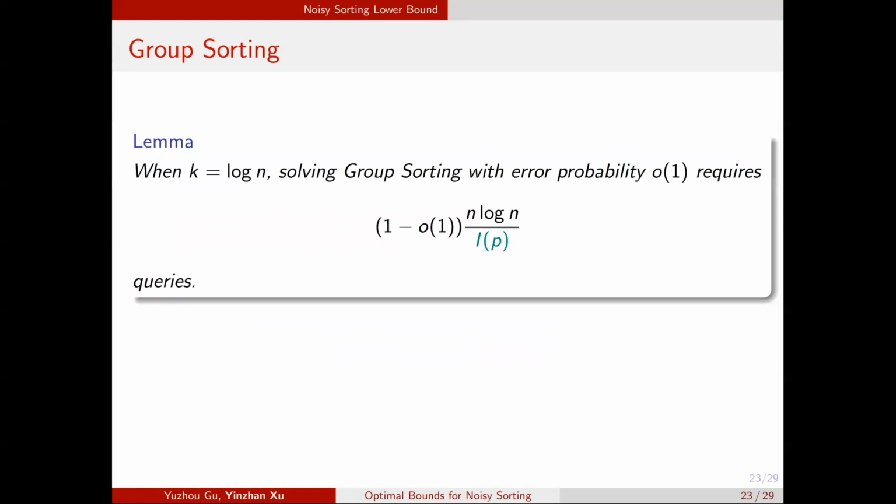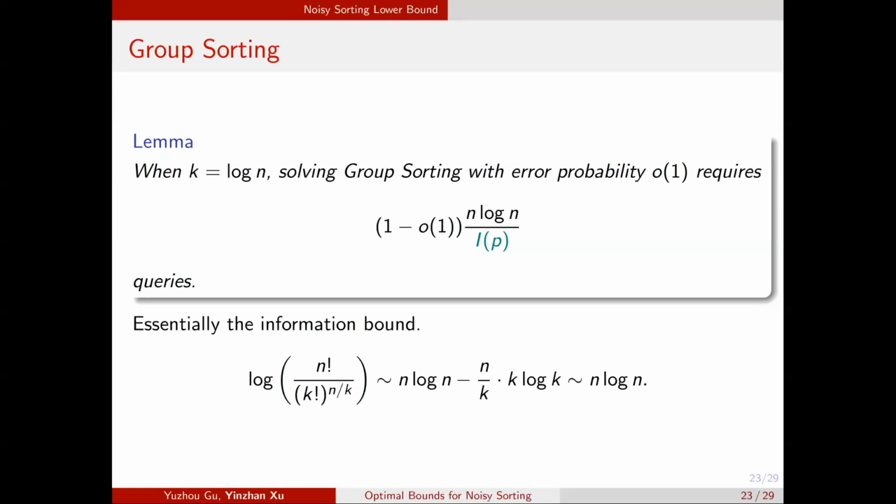We first show a lower bound for group sorting. We show that when k is log n, solving group sorting with error probability little o(1) requires essentially n log n over IP queries. And this is essentially the information bound.